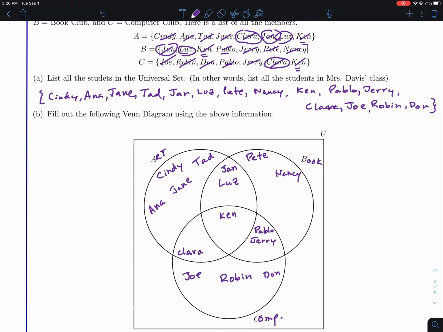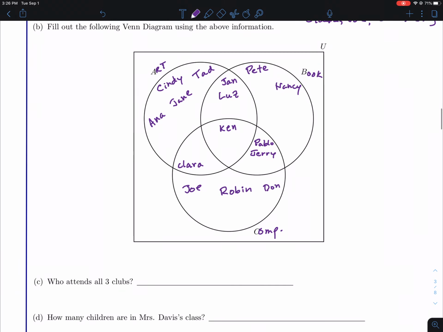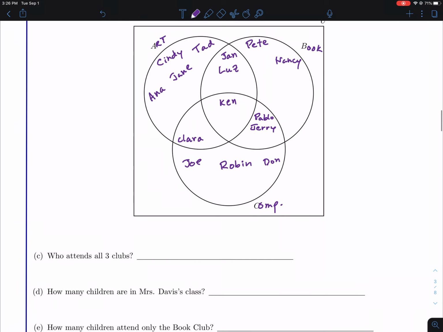So now, using this information, what we want to do, I guess, is fill out the diagram. So I kind of did these backwards, unfortunately. So, oh well. So fill out the diagram. We did that already. I guess I should follow my own directions. So now what it wants us to do is answer some questions about these different people.